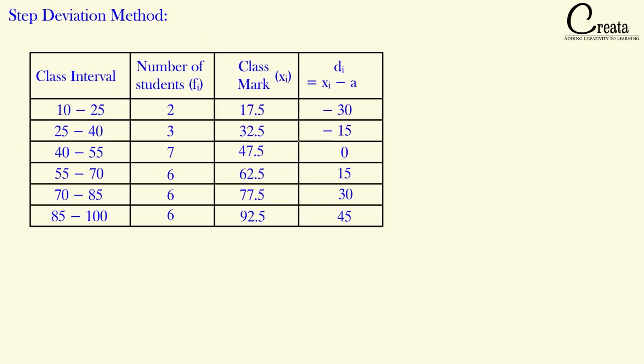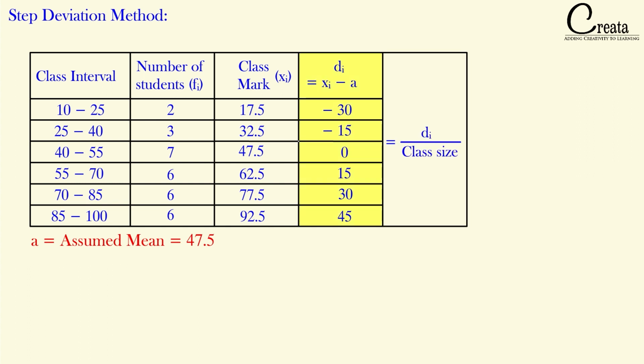In the assumed mean method, we have taken one number as assumed mean, which we have denoted as A, and we have subtracted that number from all the observations. The step up to this point is the same in the step deviation method also. The next step in the step deviation method is dividing the value of Di, that is the deviation, by the class size.